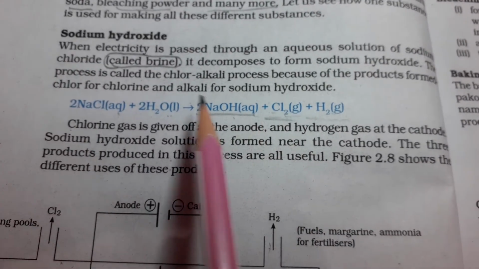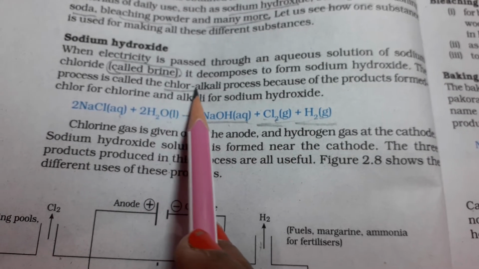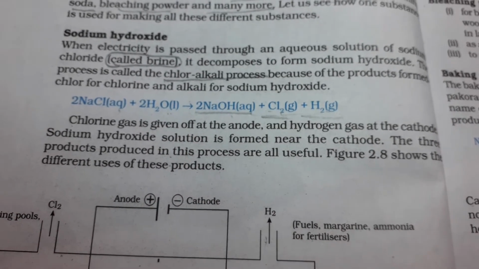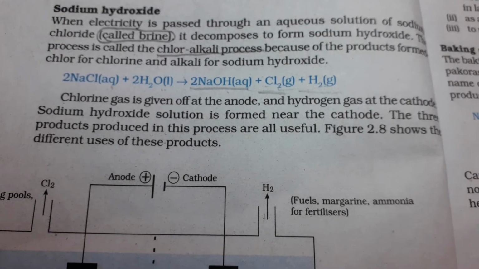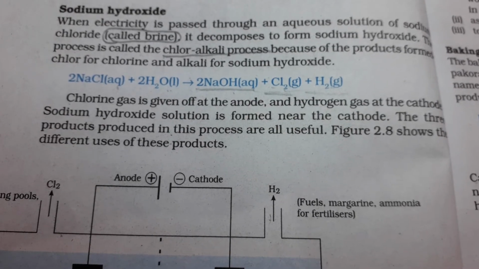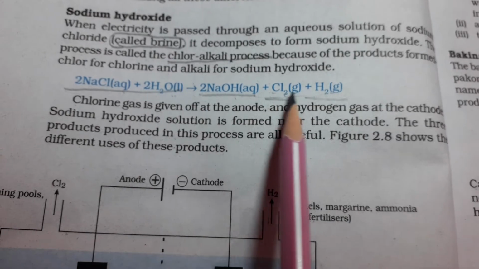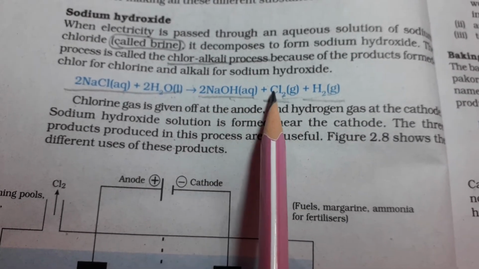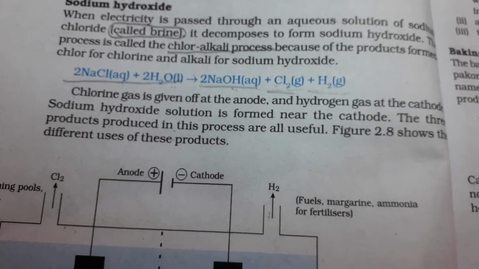and this process is called the chloralkali process. You have to remember that in this process, when electricity passes through brine, this solution is called brine, then sodium hydroxide, chlorine gas and hydrogen gas are formed. This reaction is called the chloralkali reaction.